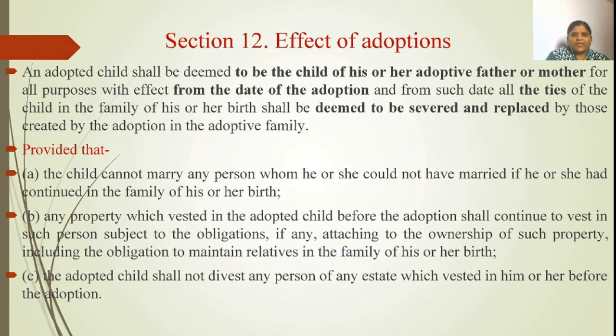Next slide says that section 12 deals with effects of adoption. Now, what are the basic effects of adoption? An adopted child shall be deemed to be a child of his or her adoptive father or mother for all purposes, with effect from the date of the adoption, and from such date all the ties of the child in the family of his or her birth shall be deemed to be severed.